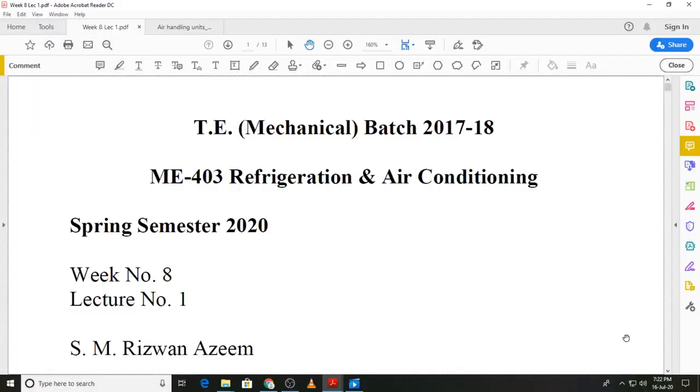We will start with the first lecture of week number 8, and in this lecture we are going to first look at the functions of an air conditioning system. Then we will look at the classification of air conditioning system according to application, and there are 3 types of central air conditionings that we will look at, and finally we will focus on one of those types, which is the type that is most widely used, and we will go into greater details of that type of a system.